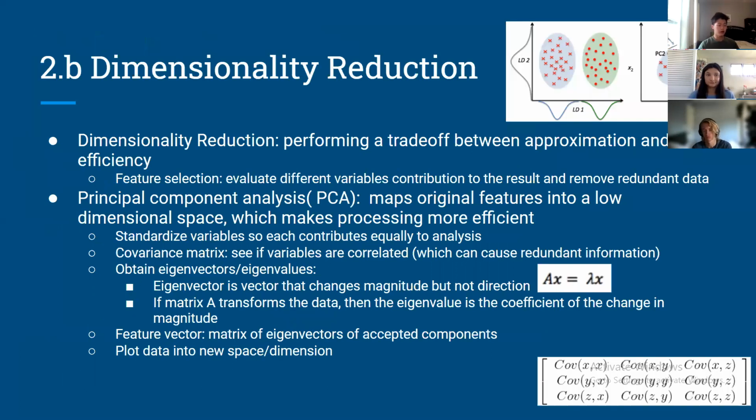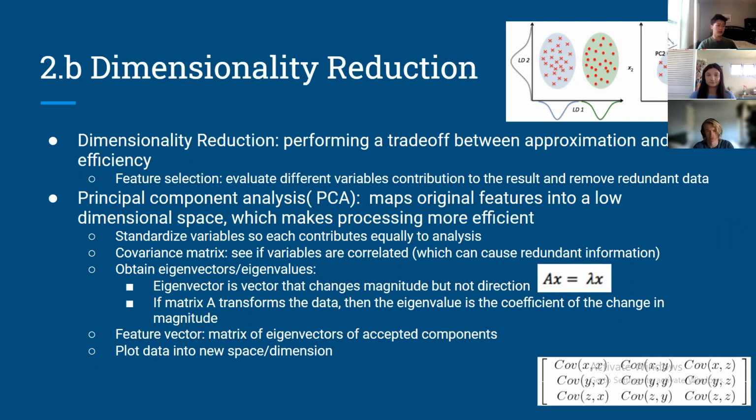Next, the second part of extracting data is dimensionality reduction. Generally, we want our data to have a pretty good approximation of the heartbeat, but this comes at the cost of having a high computational time. So what we want to do is perform a trade-off between the approximation of the input signal and the efficiency of our pipeline. And that's what many algorithms such as PCA do.